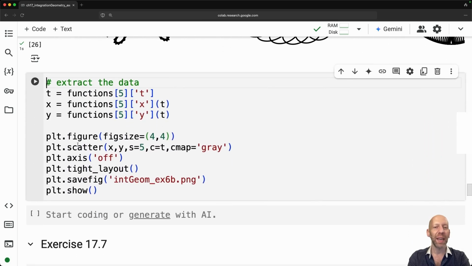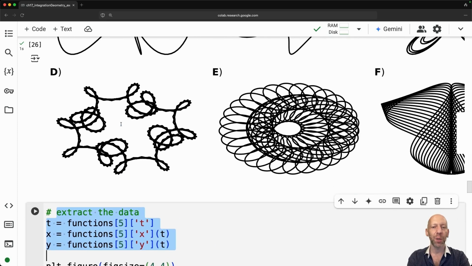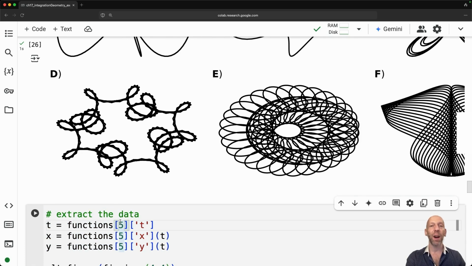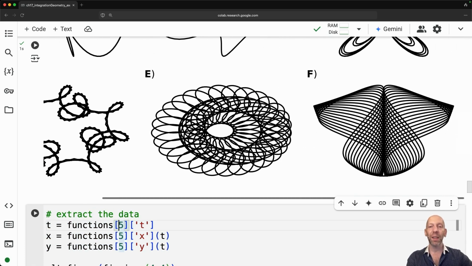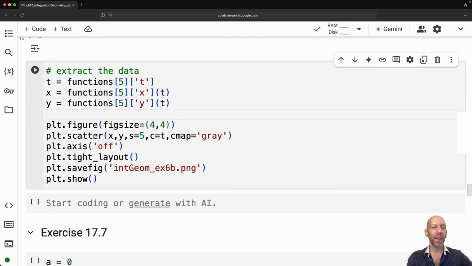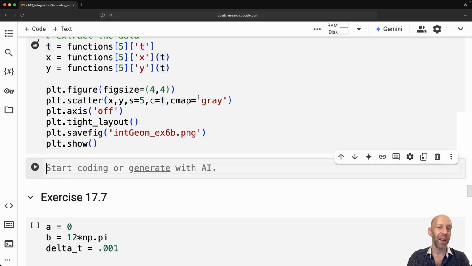Okay, and here's an example of using the scatter function. So here I'm just extracting the data only for one specific function. I'm just using list element 5, which corresponds to the sixth element, which is this curve over here, this parametric function here. Okay, and then I'm using plt.scatter. So I have x comma y. The s is for the size of each dot, and c is for the color. So the color corresponds to the value of t. So it's just going to increase linearly from the first point to the final point. And yeah, that's how I created this.